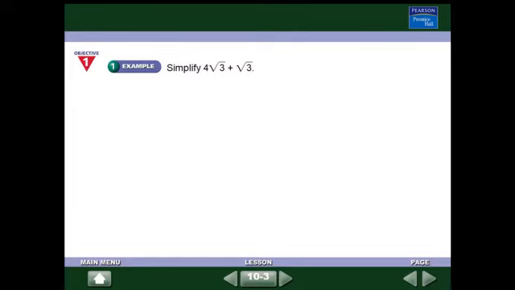Example number 1. Simplify 4 square root of 3 plus the square root of 3. Are the expressions here like radicals? Since we do have the same radicand, these expressions are considered to be like radicals. So we will just apply the distributive property. 4 square root of 3 plus the square root of 3 equals 4 square root of 3 plus the coefficient of the second term, which is 1 square root of 3. So both terms contain square root of 3, so they are already like radicals.